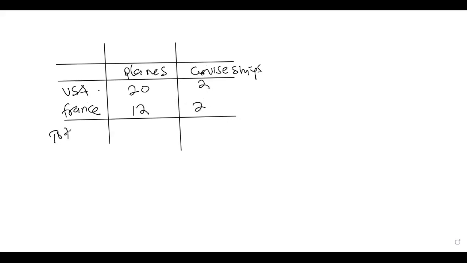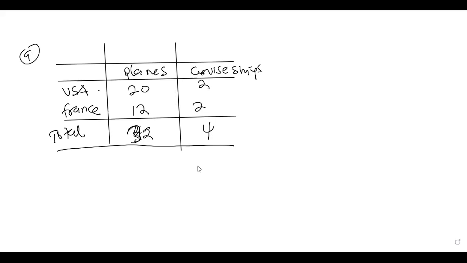So it means that the total world output will be, if you add this, 32 aeroplanes and 4 cruise ships. Assuming we have only these two countries in the world, the total world output is that there will be production of 32 aeroplanes and 4 cruise ships.